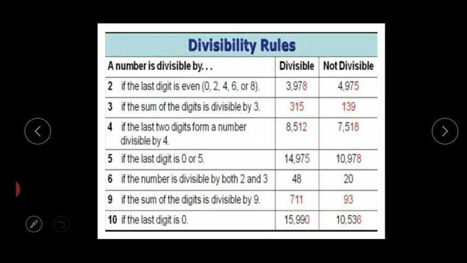Alright, so the last one we have is the divisor 10. You have to check whether the given number is divisible by 10 or not. So to check that, what you have to remember is that if the last digit is 0, then the given number is divisible by 10.